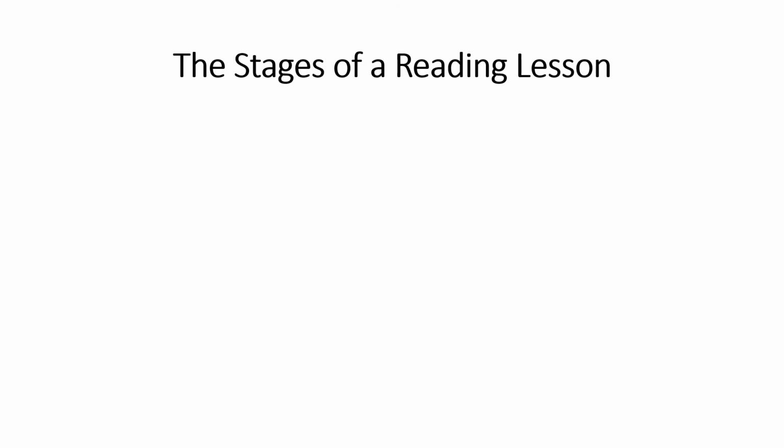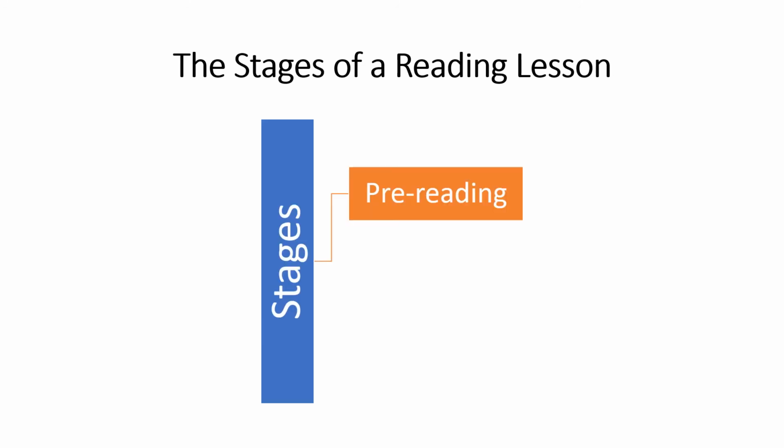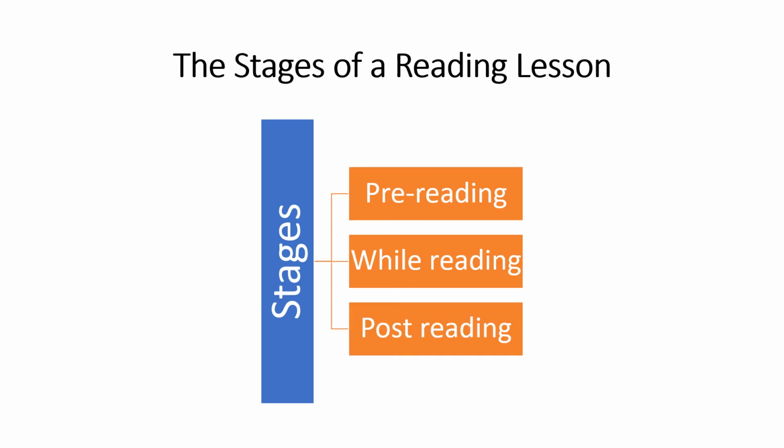Now let's see what the different stages of a reading lesson are. The first stage is pre-reading, so we need to have some activities before learners actually start the process of reading. Then the second stage is when the students are reading, and the third stage is post-reading, what learners are going to do after reading.